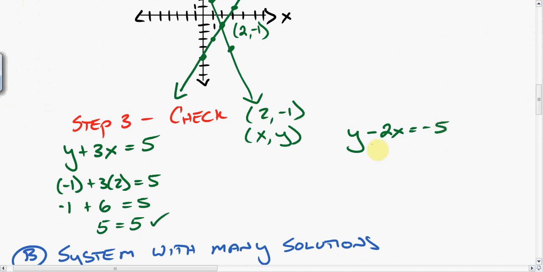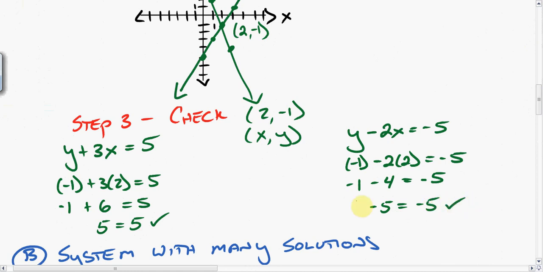Coming down here, I'm going to plug in 2 for x, negative 1 for y, just as I did previously. Evaluate just the left side. Negative 2 times 2 is negative 4. And negative 1 minus 4 is negative 5. So both of those check.